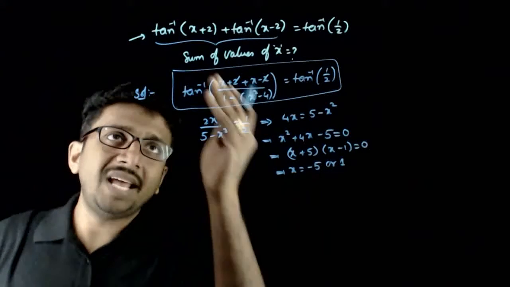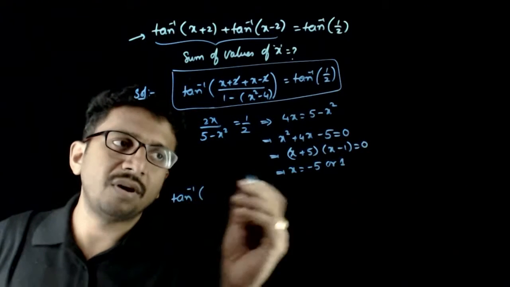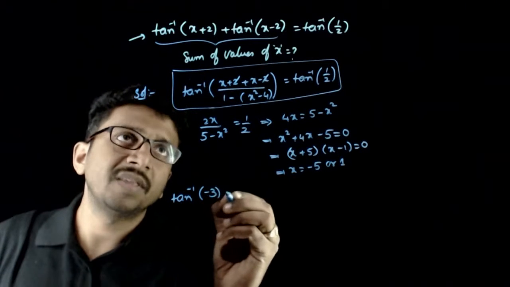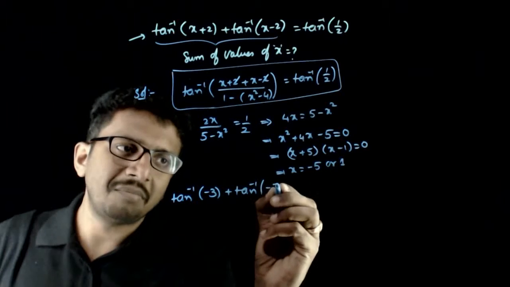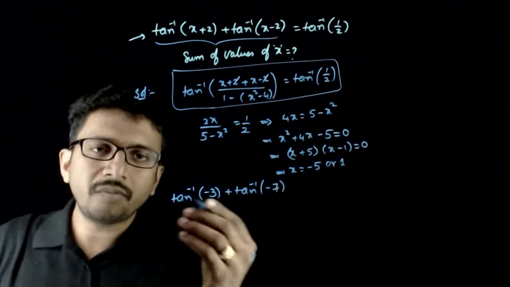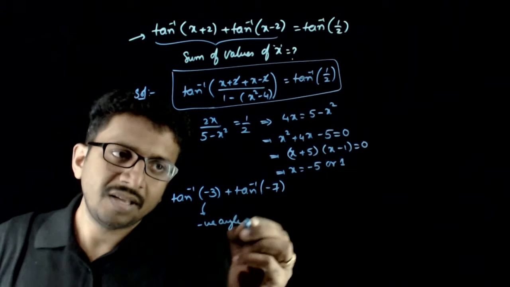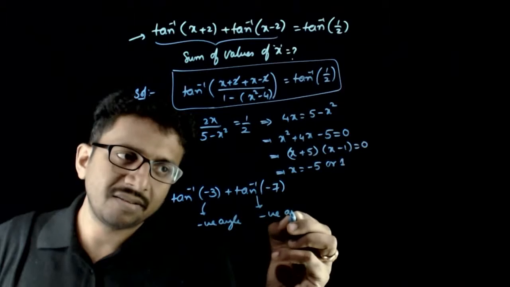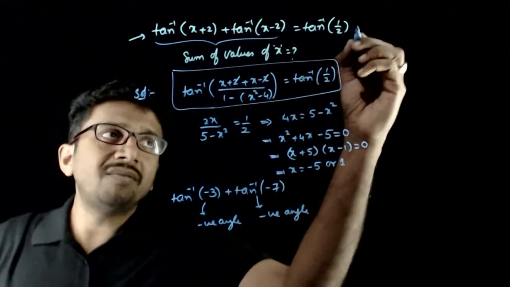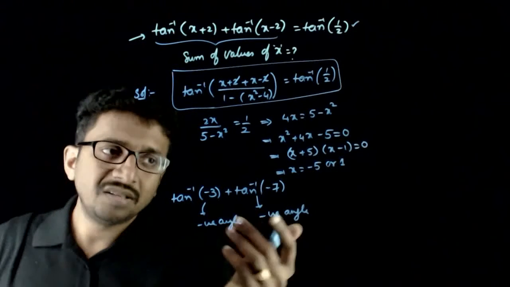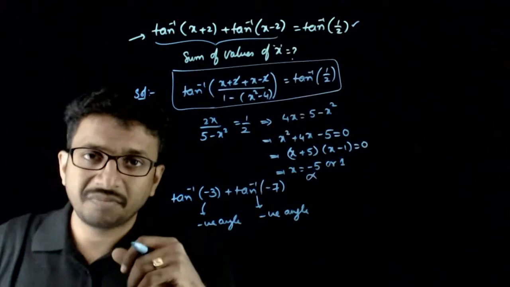If you take x equal to minus 5, on the LHS you are getting tan inverse of minus 5 plus 2, which is minus 3, plus tan inverse of minus 5 minus 2, which is minus 7. Obviously tan inverse of minus 3 is a negative angle, and tan inverse of minus 7 is also a negative angle. The sum of two negative angles will be a negative angle, but tan inverse of half is a positive angle. So x equal to minus 5 is not a valid solution to this equation.